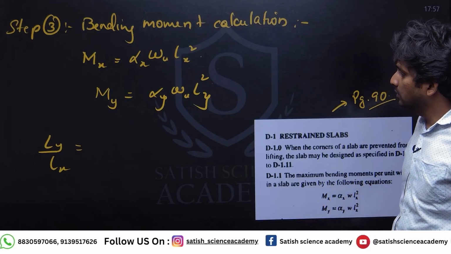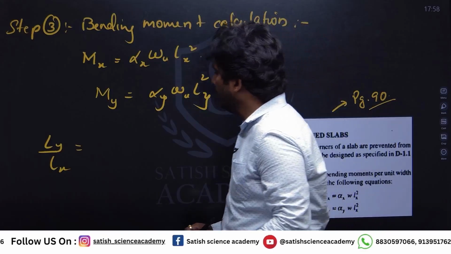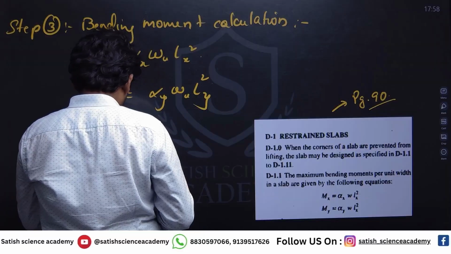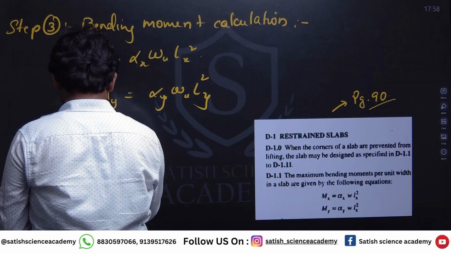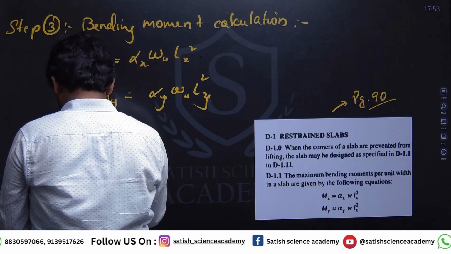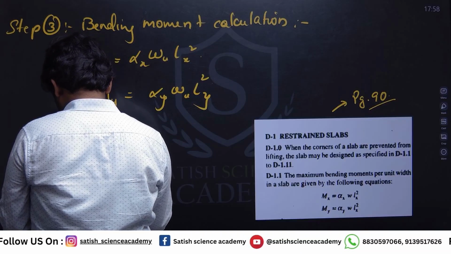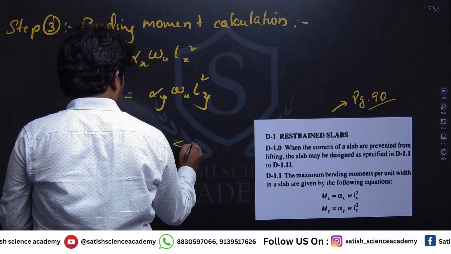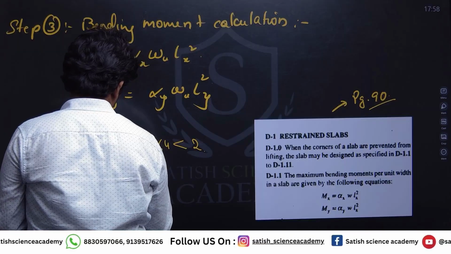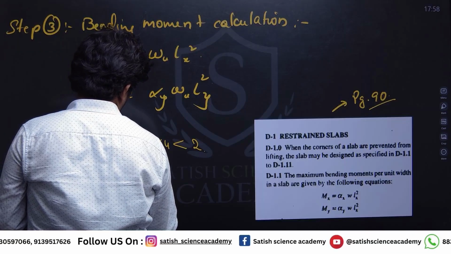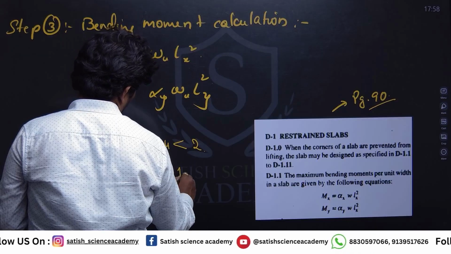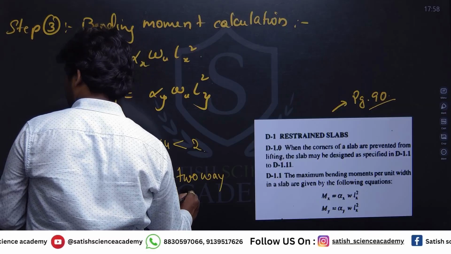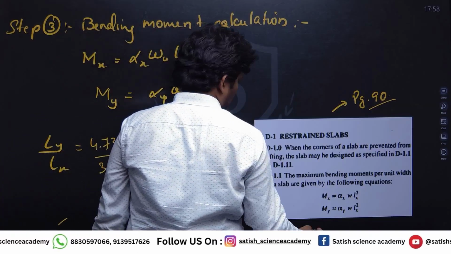So now Ly by Lx ratio we will be doing. That is again Ly is 4.73 divided by 3.23. So this is 1.464, which is less than 2. Therefore, design as two-way slab.